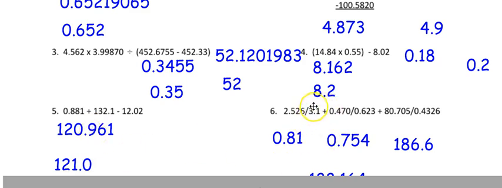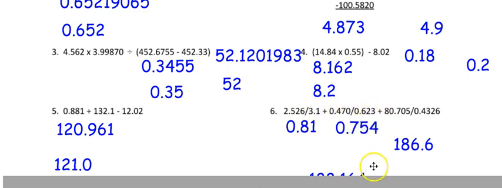Over here, I first divided this, and I got 0.81 here. Why 2 sig figs? Because of the 0.31. Then I took 0.470 divided by here, and I have 3 sig figs no matter what. And then I have 80.705 divided by 0.4326, and I got 4 sig figs because of this bottom term, the denominator.